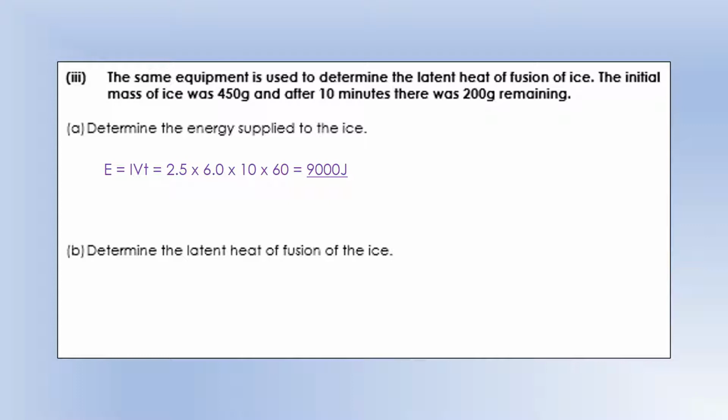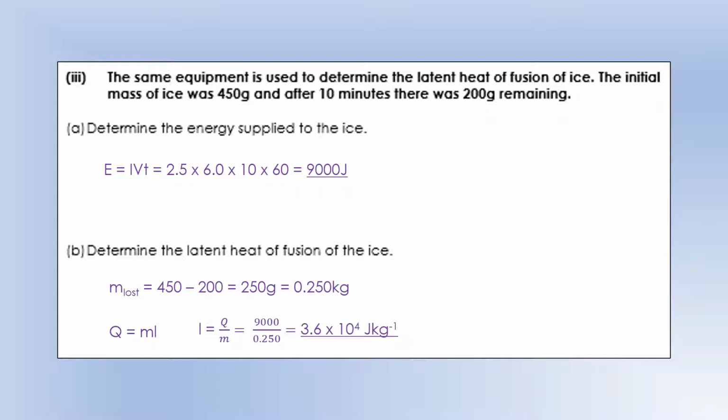And then in terms of determining the latent heat of fusion, the first thing we need to figure out is how much we've actually changed phase. So we've clearly changed 250 grams, or 0.25 kilograms, at this point, and then we just rearrange our equation and figure out the latent heat of fusion of ice. FYI, at this point that's actually not the true latent heat of fusion of ice, but it doesn't matter for the purposes of this question.